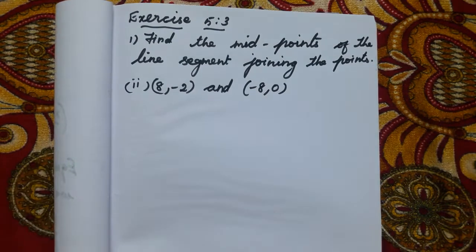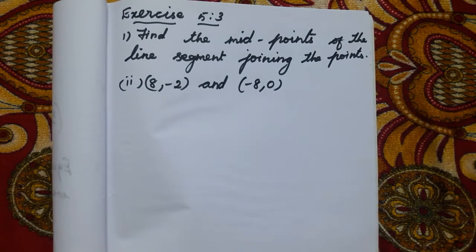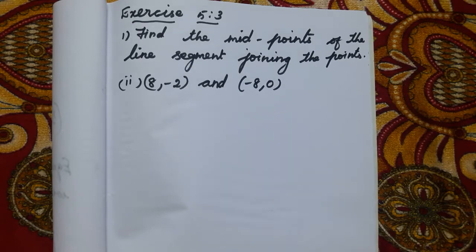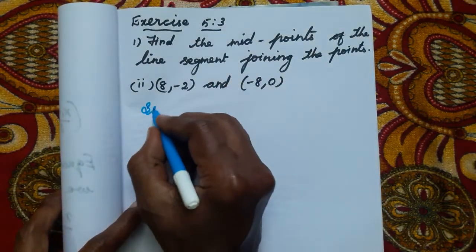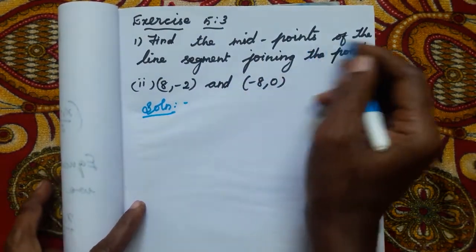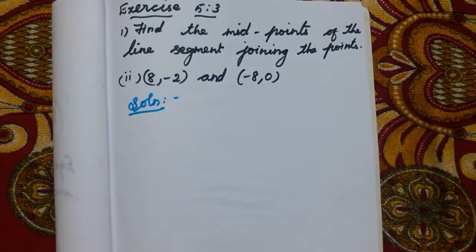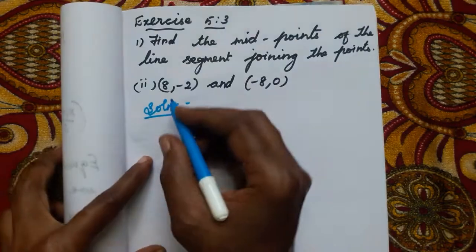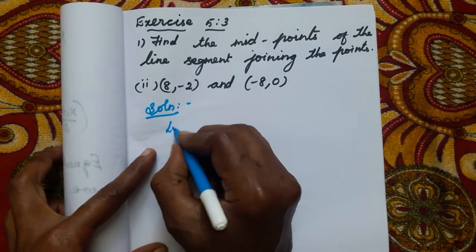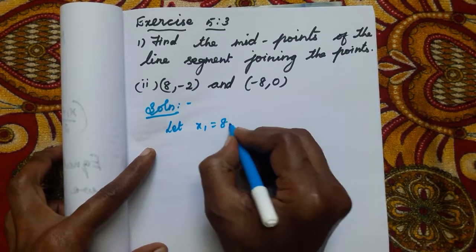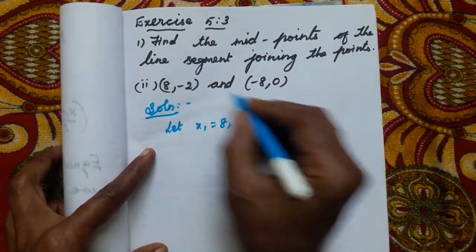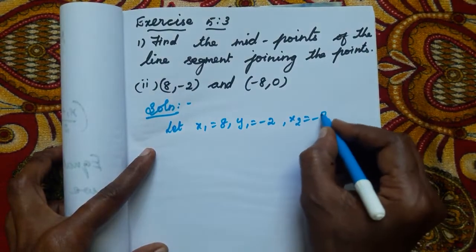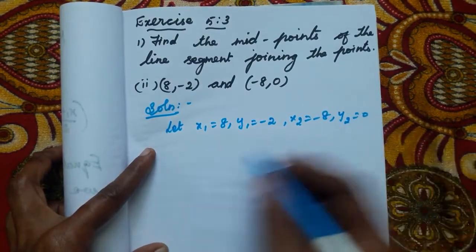Now, I am going to explain exercise 5.3. The first problem, second subdivision. The first one you want to do as homework. Listen. Find the midpoint of the line segment joining the points 8, minus 2 and minus 8, 0. Here we can take x1 is equal to 8, y1 is equal to minus 2. Next x2 is equal to minus 8, y2 is equal to 0.